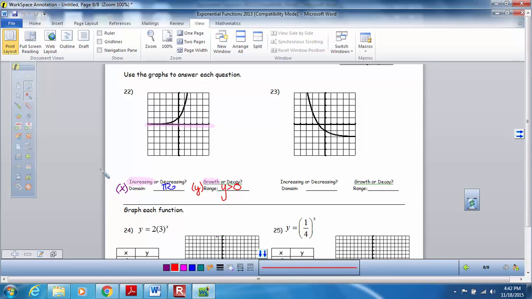Okay. I know that's new, so let's try number 23 as well. So here, if we start from left to right, if we think of this as a roller coaster, we'd be coming down the hill. And so since we're coming down, that's going to be decreasing. And if it's decreasing, that also means that it's decaying. Okay? Because if a population is decreasing, then it's getting smaller, which is what decay means. Alright, our domain is our x, and we know that the domain is always all real numbers. Okay? You can put that little sign, or you can write all real numbers, whichever one you like better.